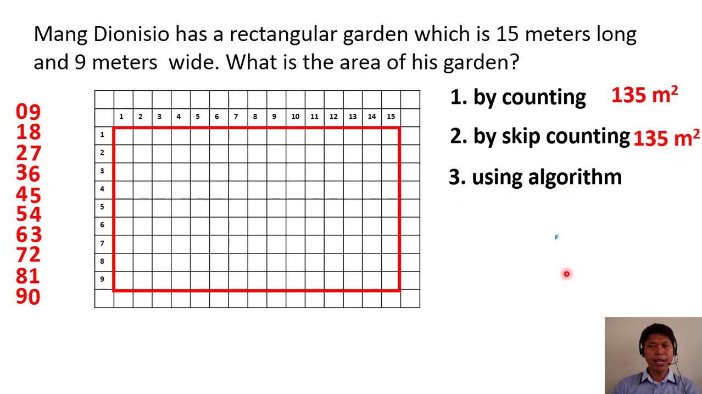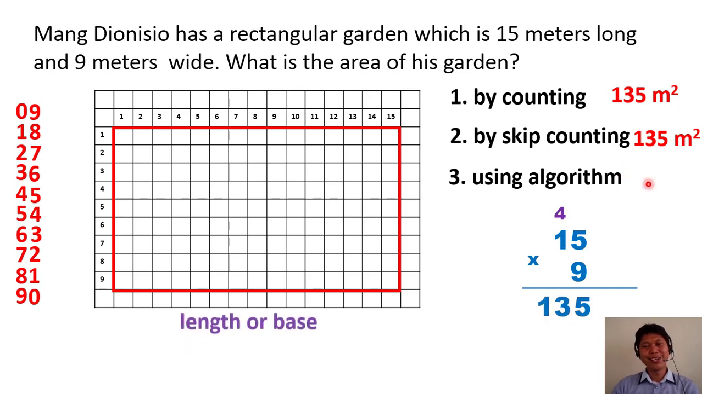The third one is by algorithm. So we are going to multiply 15 by 9, or 9 by 15. Okay? So 15 times 9: 9 times 5 is 45, write 5 and carry 4 groups of 10. We have 9 times 1 is 9, plus 4 is 13. And the answer is still 135 square meters.